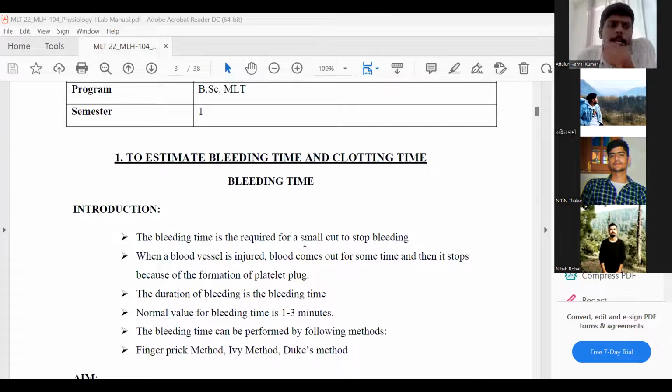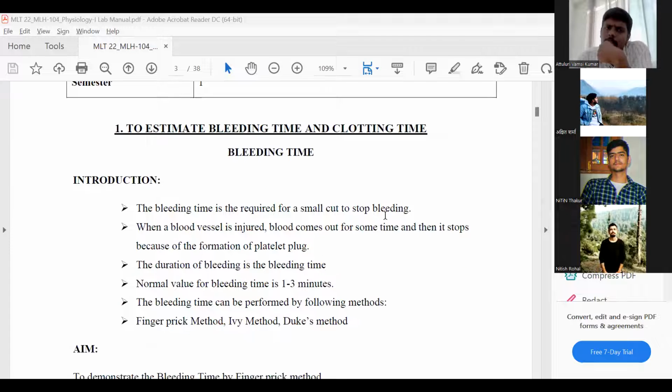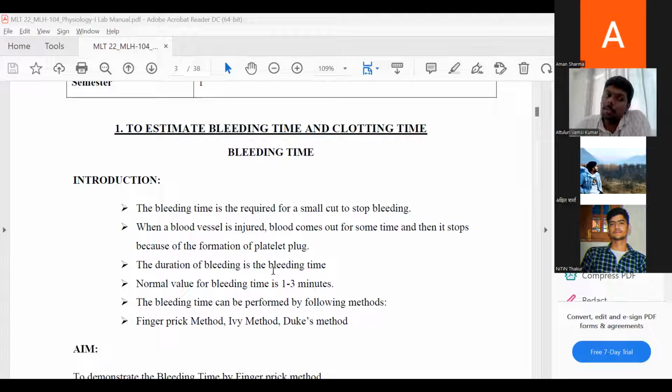So the first one is bleeding time. Bleeding time is the time required for a small cut to stop bleeding. When a blood vessel is injured, blood comes out for some time, then it stops because of the formation of a platelet plug. The duration of bleeding is called bleeding time.